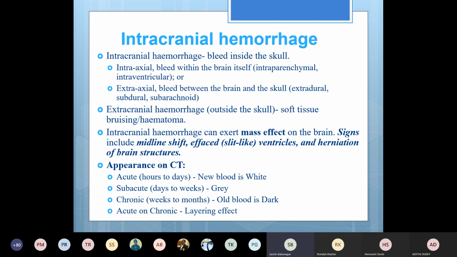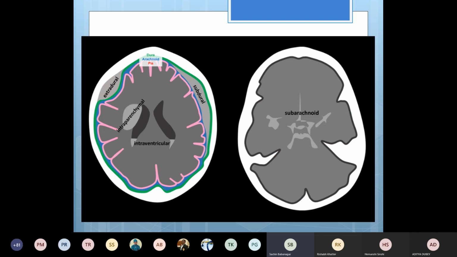And the duration of the bleeding: if it's acute, it's a few hours to a few days, and then it will be very bright, high dense blood on CT. And subacute means a few days to a few weeks. That can be a little similar to the brain parenchyma in appearance. And chronic will be like the CSF, very, very dark, just like any other fluid. And acute on chronic is when you see some bright area on a dark area. So we will see all this.